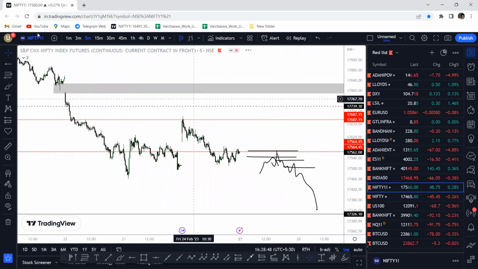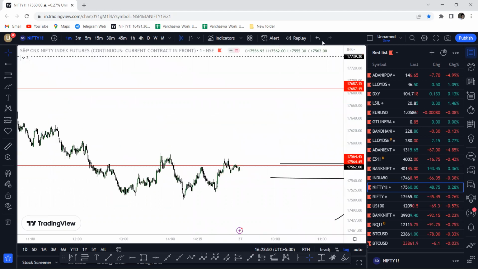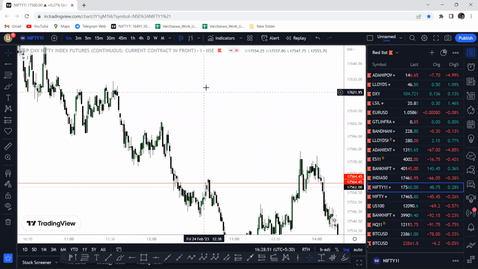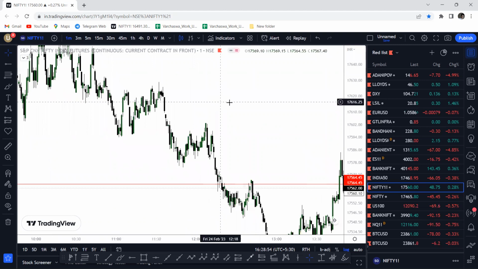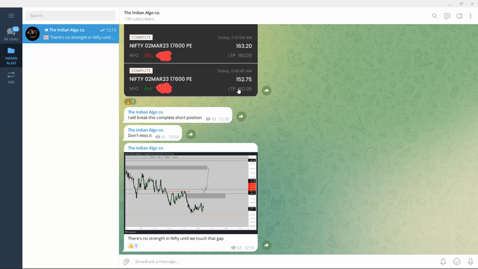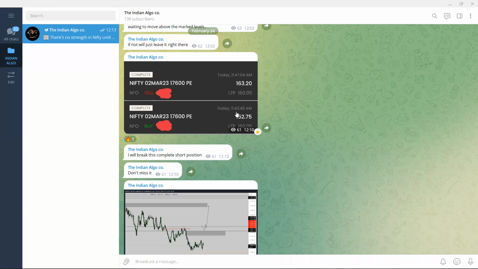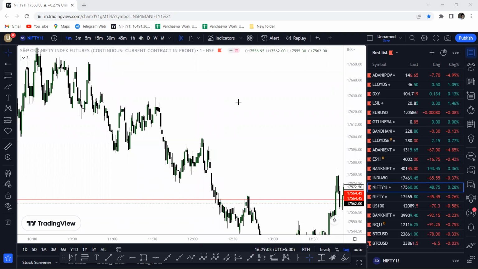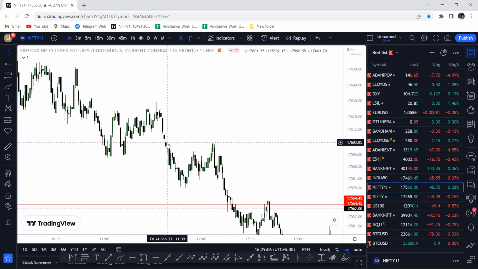So there's one trade that I had taken, and which was this particular trade around 11:40. 11:42 was my entry. 11:47 was my exit, 10 points, right? So 11:42. So where is 11:42? Let me just check.